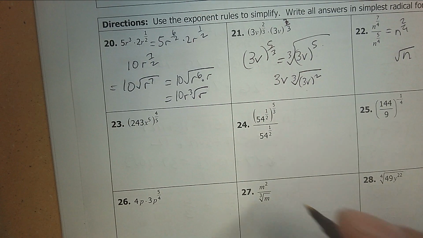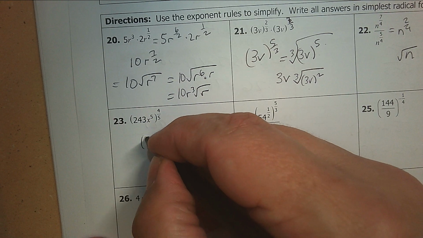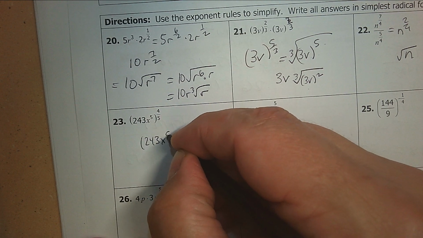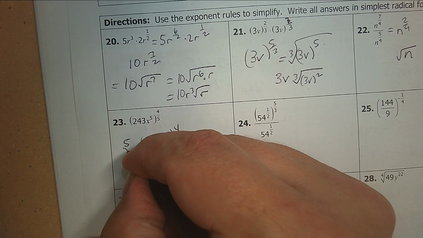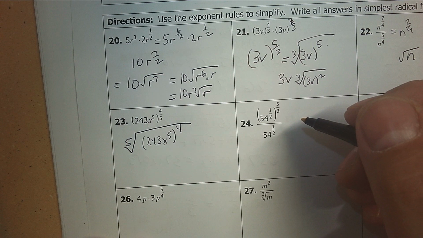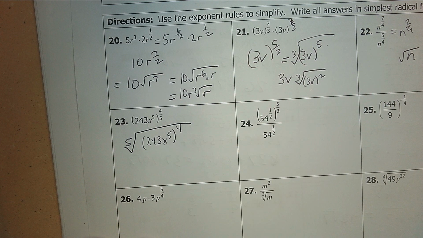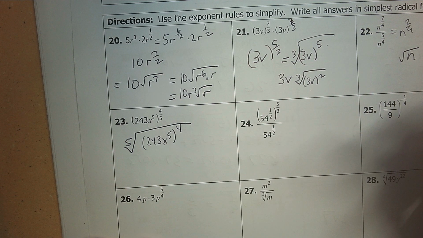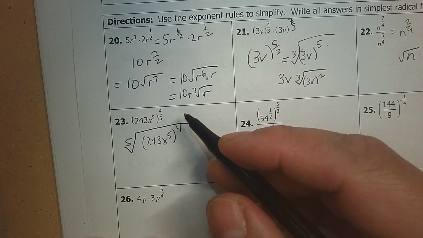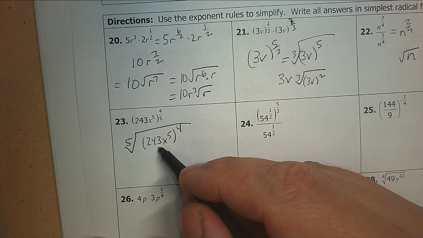23. We have 243x to the 5th, to the 4, and it's the 5th root of that. So the 5th root of this, what number times itself 5 times is 243? That's 3.